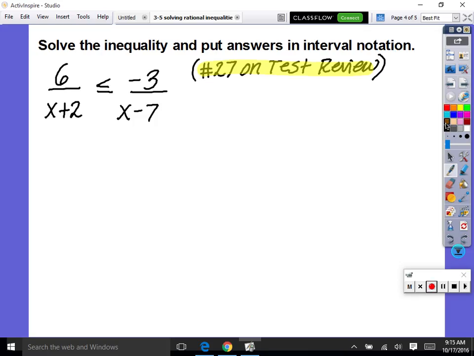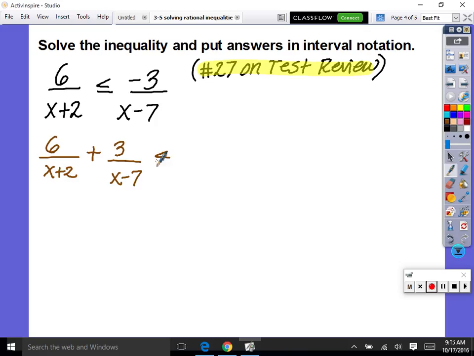So once again, we are solving for when this function is less than or equal to this function. I'd rather compare it when it's less than or equal to 0. It's just easier testing in my book. So let's just get this equal to 0. So I'm going to bring this function over. So I'm going to be adding 3 over x minus 7. So we have 6 over x plus 2. Now we're adding 3 over x minus 7. Does everybody understand why? So I brought this over using algebra.